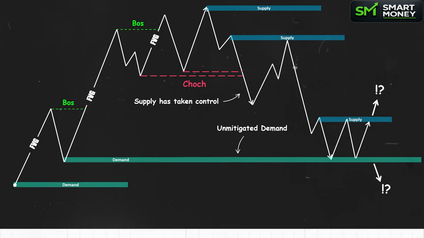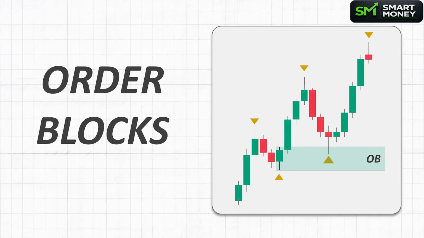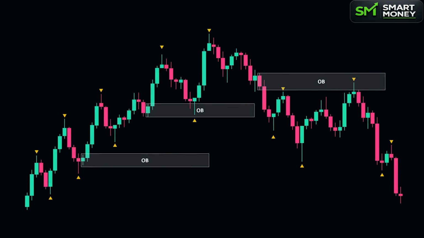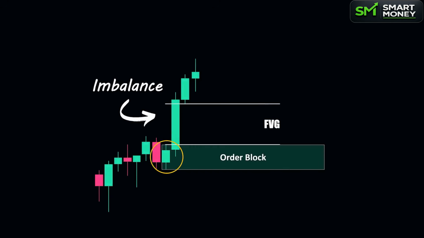The next concept we'll explore is order blocks. Order blocks are refined supply and demand zones where significant buying or selling pressure originated. These areas are important because they represent locations where large market participants likely entered their positions and caused price to move aggressively in a particular direction. We identify the first candle that creates a fair value gap as the order block zone. This is because the decision behind the strong move likely originated within that area.